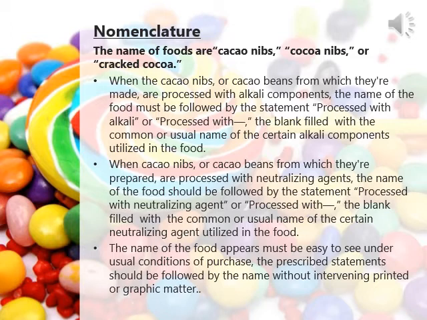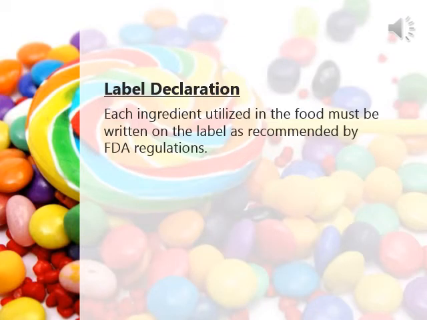The name of the food must be easy to see under usual conditions of purchase. The prescribed statements should be followed by the name without intervening printed or graphic notes. Label declaration. Each ingredient utilized in the food must be written on the label as recommended by FDA regulations.